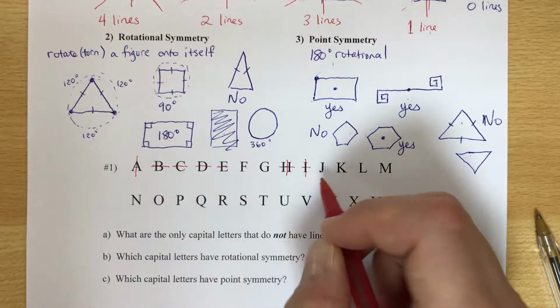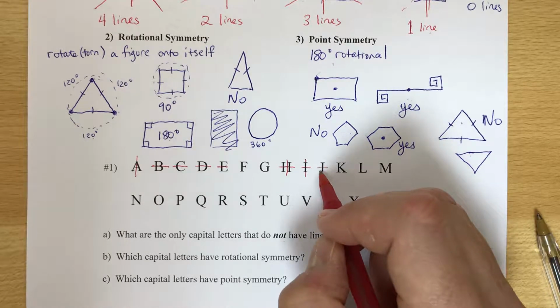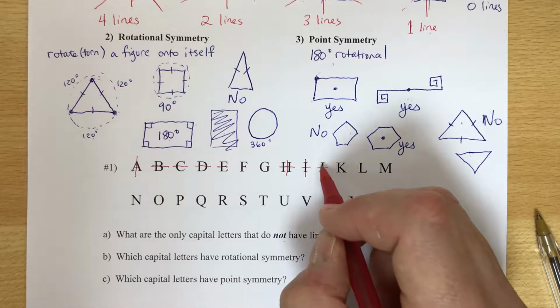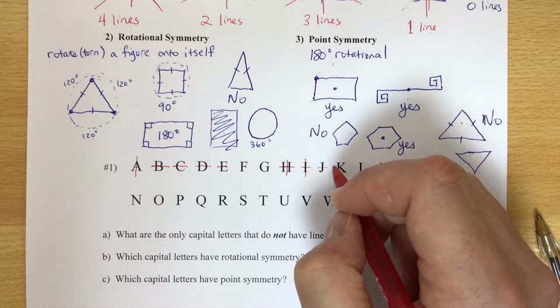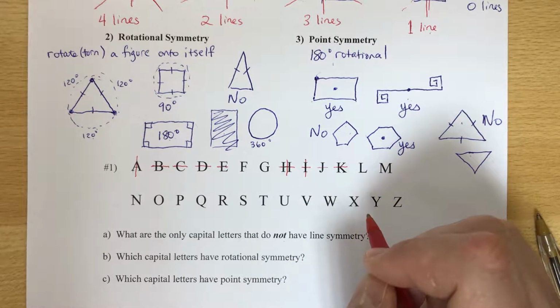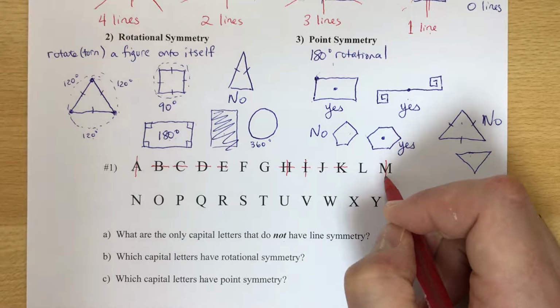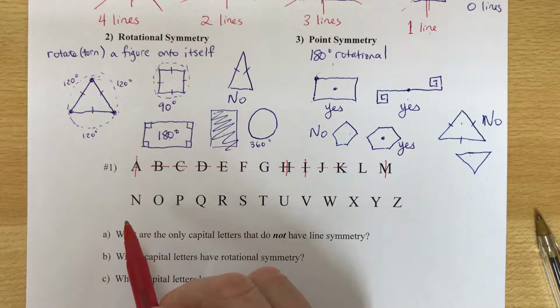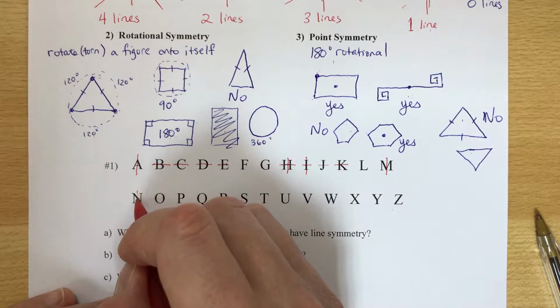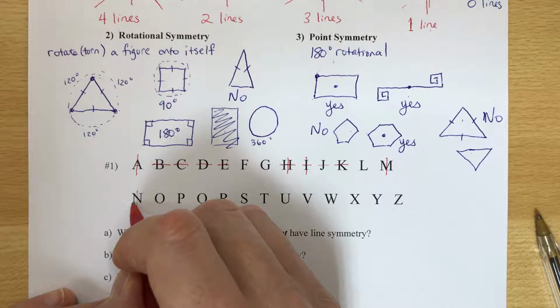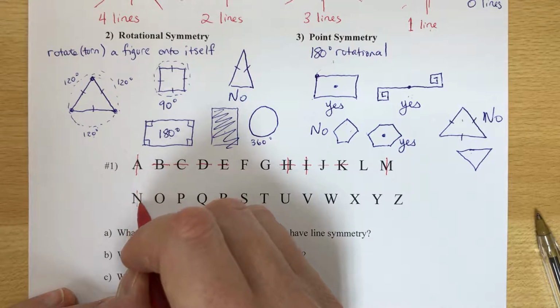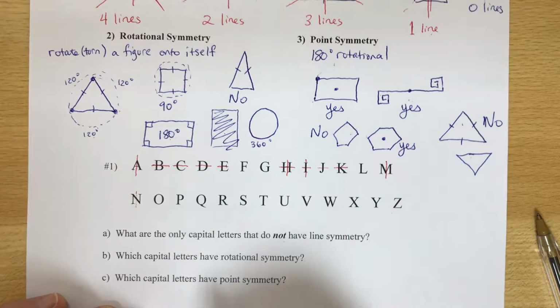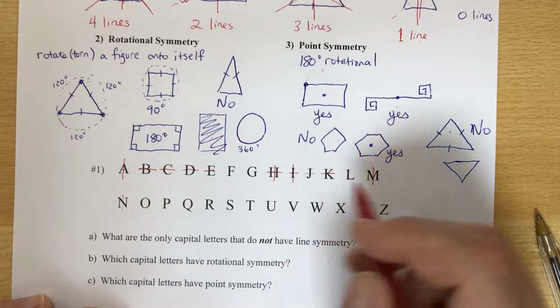J, no. If I try to divide it horizontally, this part would fold up, but it wouldn't match onto it. K, we could do. L is no. M we could do vertically. N we cannot do. Now this may seem a little tricky, but if I try to divide it by a line here, this would fold onto here, so that would be okay, but this part would have to fold, it would be up here, but this section is down. So that doesn't work.